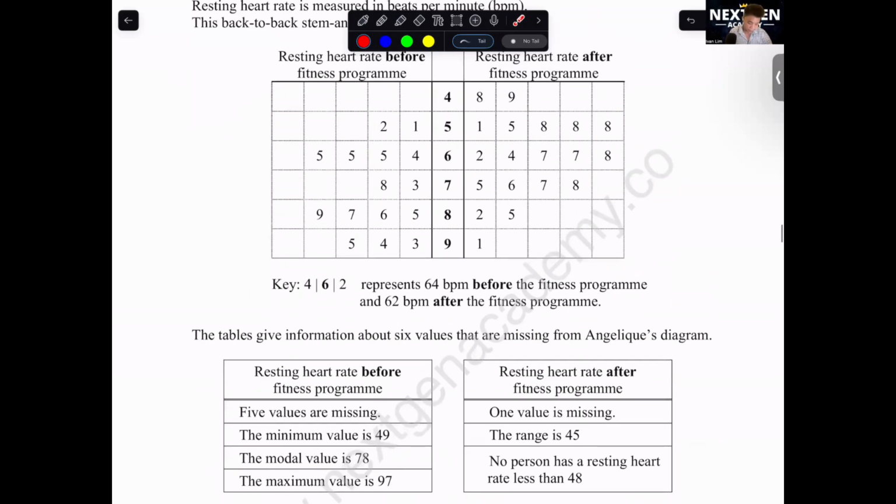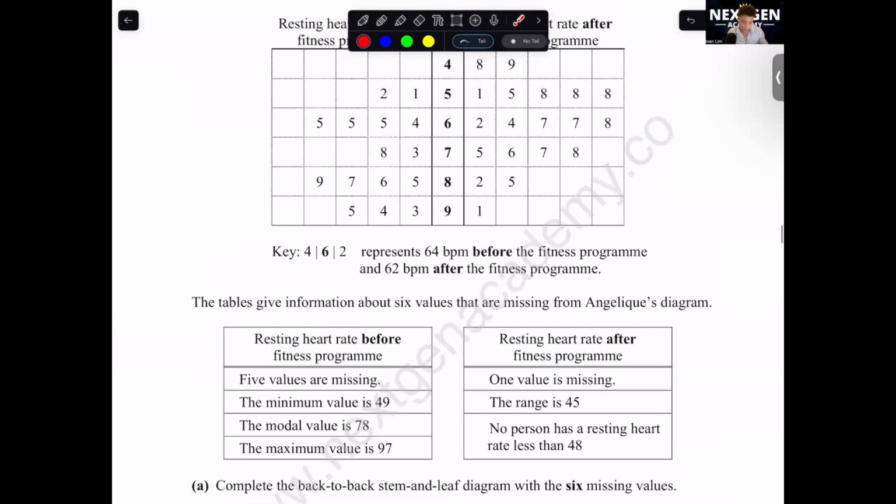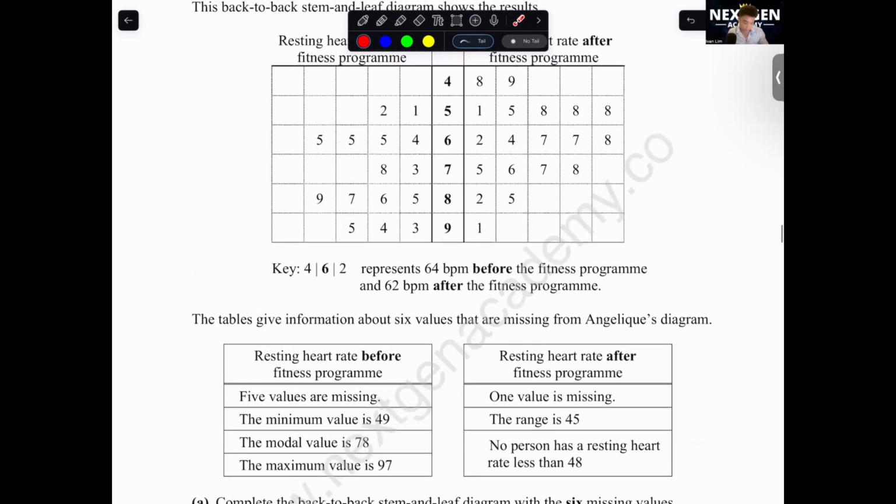Let's read here. The tables give info about 6 values that are missing from Angelique's diagram. So resting heart rate before fitness program. We got 6 values that we need to find over here. Let's see what we can find. We go one by one. 5 values are missing. Is there anything that we can find here? We don't know what this is. The minimum value is 49. Can we write this? Minimum value is 49 here, right? Because there's no minimum value here. So we put 49 over here. This will be the first one.